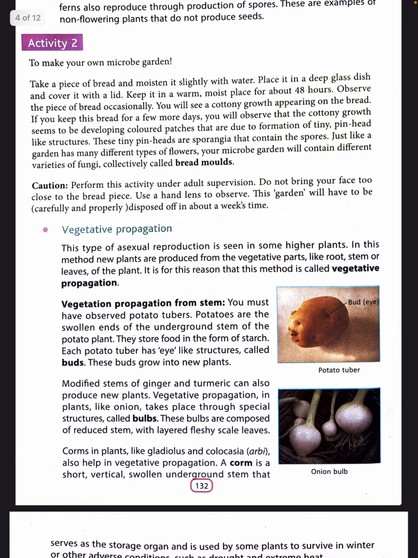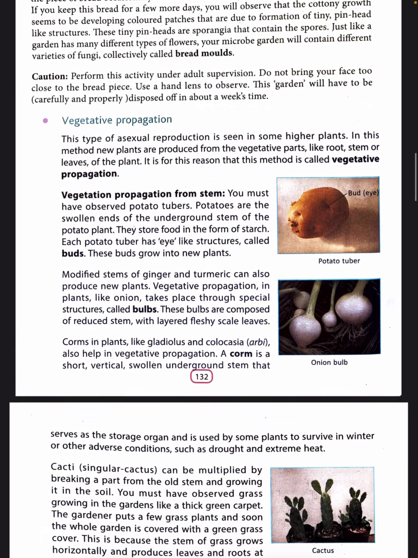Today I am going to explain vegetative propagation. This type of asexual reproduction is seen in some higher plants. In this method, new plants are produced from the vegetative parts like root, stem, or leaves of the plant. It is for this reason that this method is called vegetative propagation.